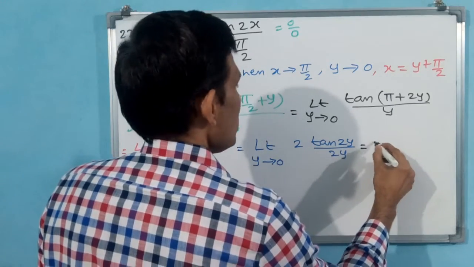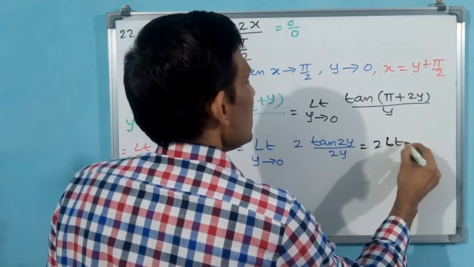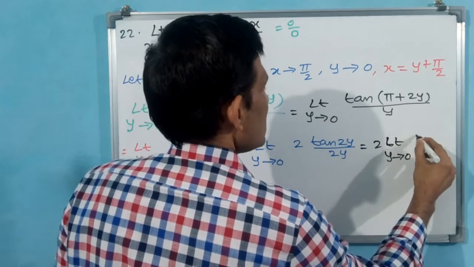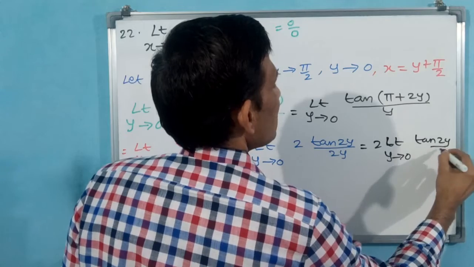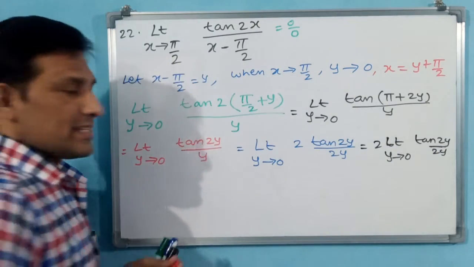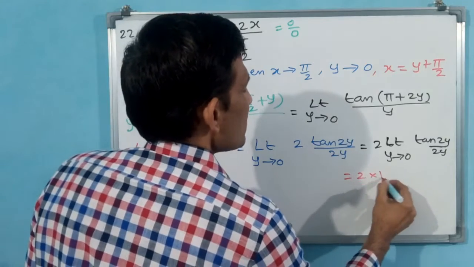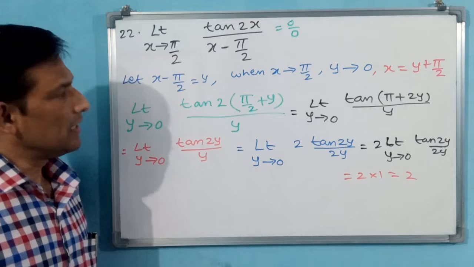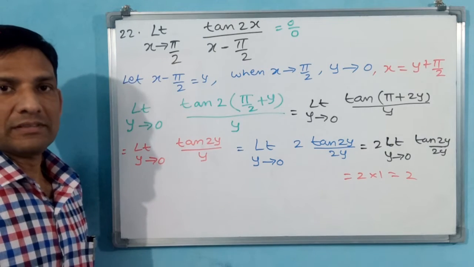This is equal to 2 limit y tends to 0. 2 I have taken out, tan 2y by 2y. Now you can write this answer. That is equal to 2 into 1, that is equal to 2. Like this you have to solve this question.